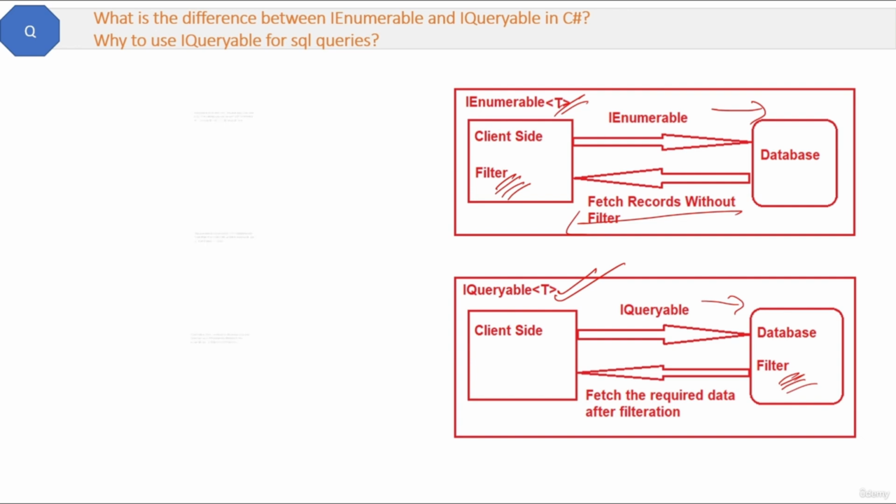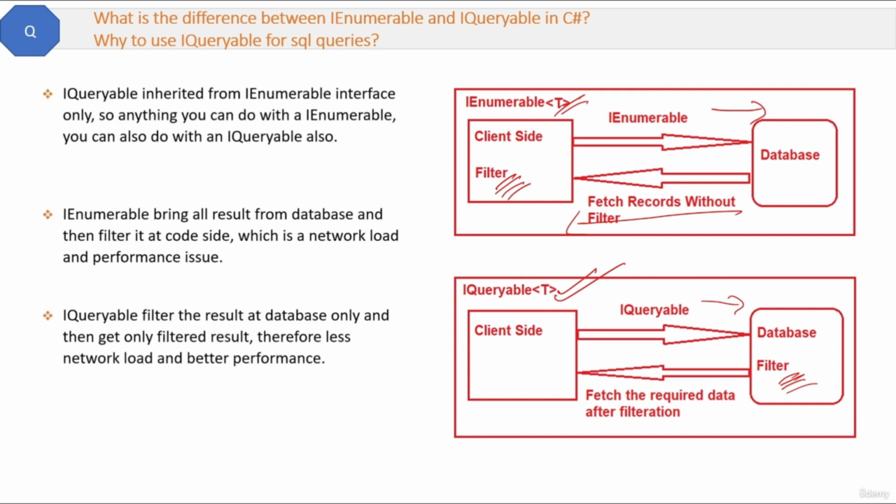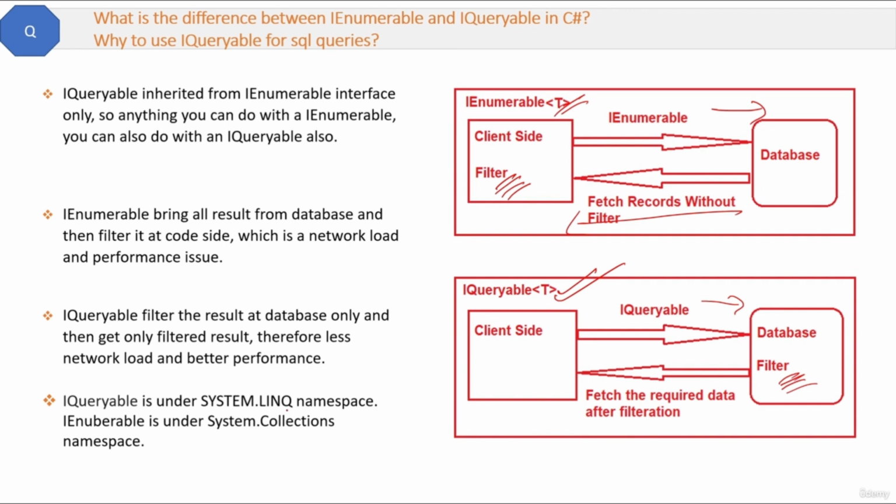All the points I have explained are written here so that later anyone can refer to this PowerPoint for revision purposes. One more point, IQueryable is under the System.Linq namespace, whereas IEnumerable is under the System.Collections namespace. That is all about IEnumerable and IQueryable.